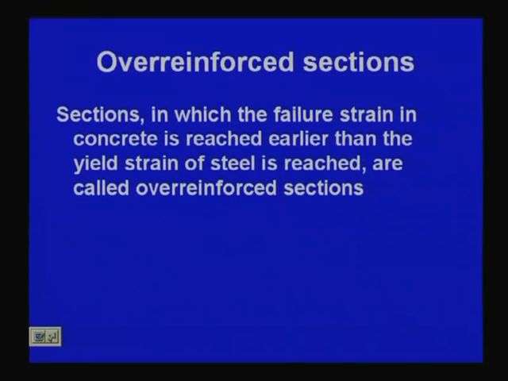Similarly, we have the other side also. So, sections in which the failure strain in concrete is reached earlier than the yield strain of steel are called over reinforced sections. So, we have balanced section when we have reached the strain. Compared to working stress method, where we consider that from the stress point of view, here we are considering from the strain point of view, because we are checking the strain and then from the stress strain curve we get the corresponding stress. So, this is the basic difference between the working stress method and the limit state method.